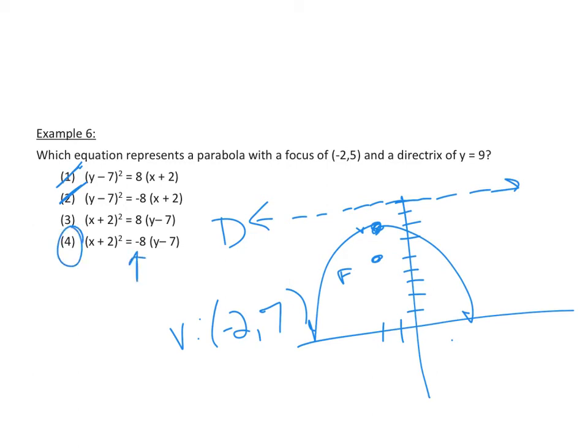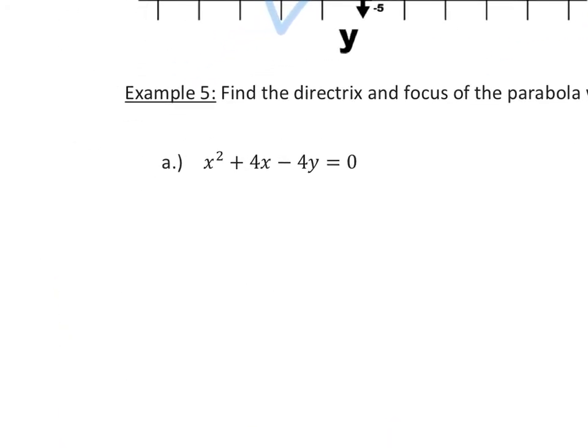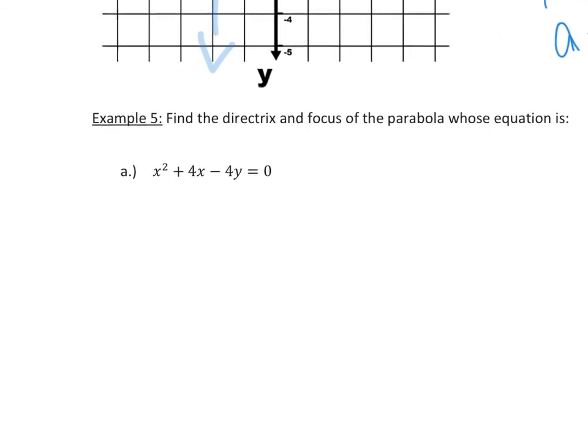Okay? Now let's do something different here. This is just in case this is on the Regents exam. Not sure if it will be, but just in case. It says find the directrix and focus of the parabola whose equation is this. Now here's the deal.